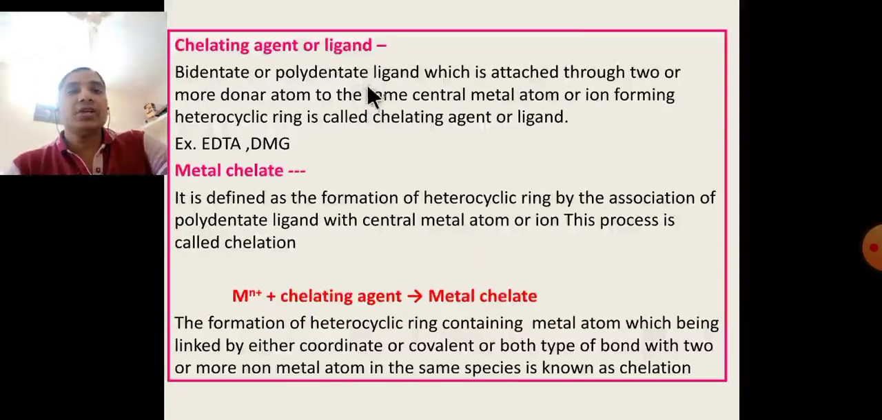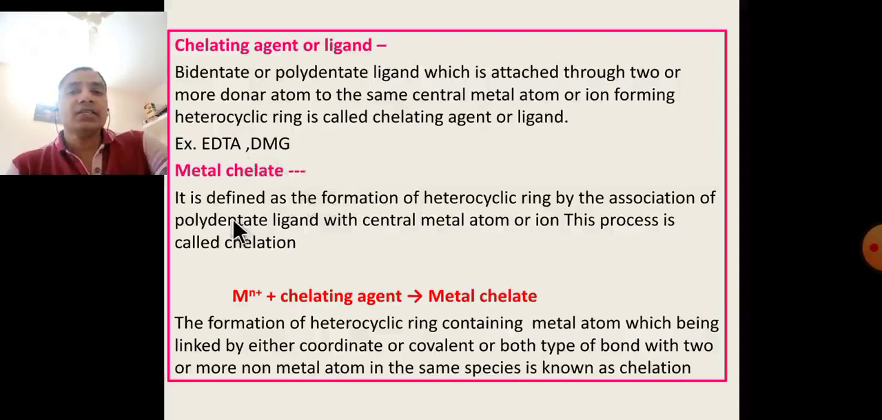Chelating agent or ligand: bidentate or polydentate ligand. Bidentate means it contains two donor atoms, polydentate means many donor atoms in the ligand, which attach through two or more donor atoms to the same central metal atom or ion, forming a heterocyclic ring, and is called a chelating agent or chelating ligand. Examples: EDTA, ethylenediaminetetraacetic acid, and dimethylglyoxime.